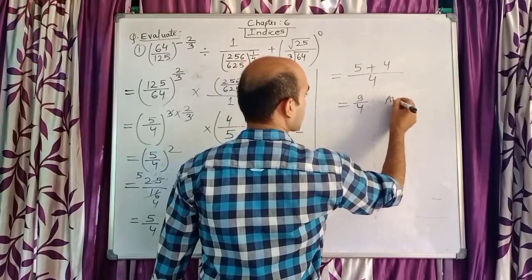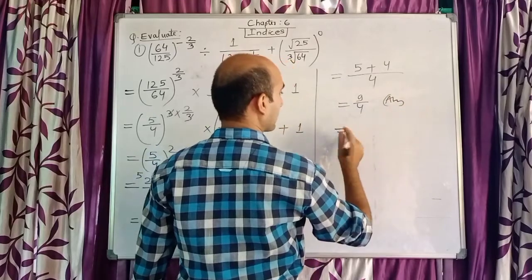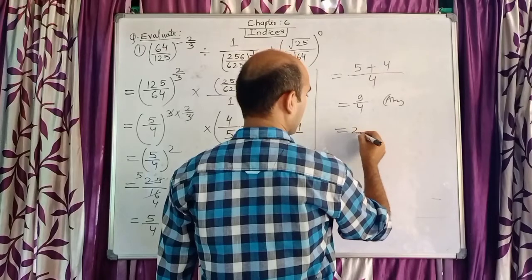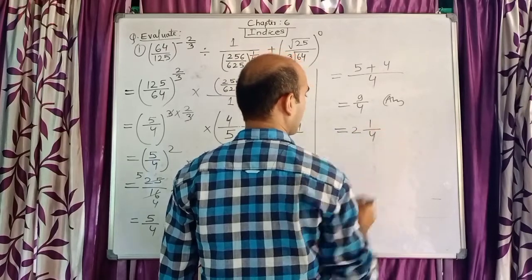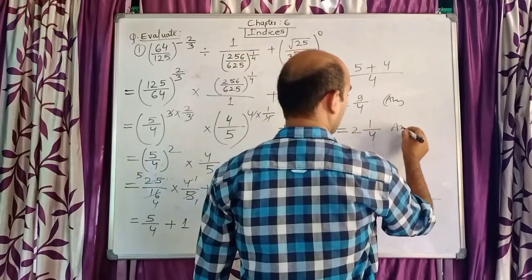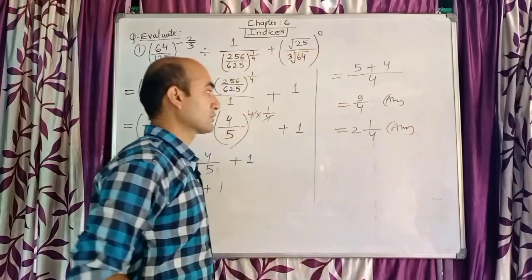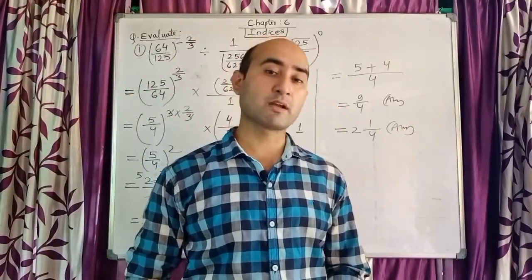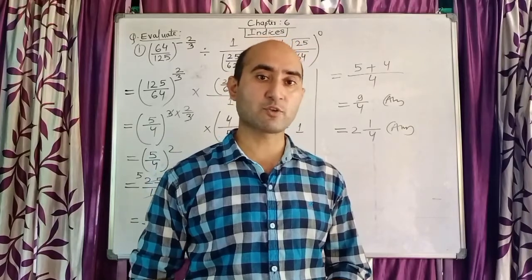I can write my answer here, or I can simplify further and write it in a mixed fraction. Then 2 whole 1 by 4. This is also correct. Both are correct. So children, so simple, but you have to practice again and again, then you will become perfect. I hope you understood. Thank you, children.